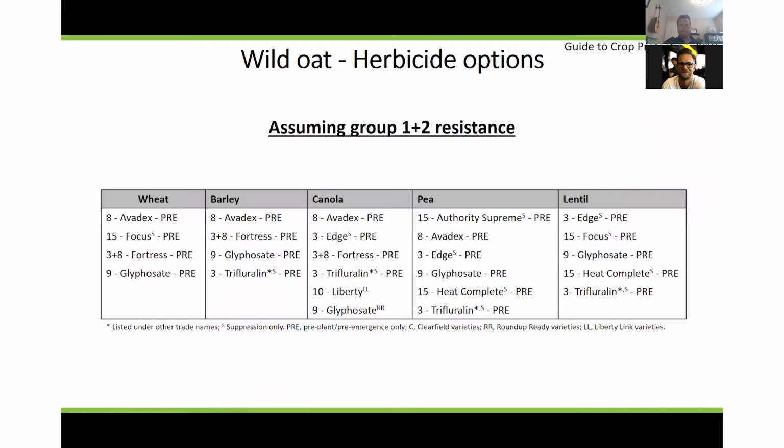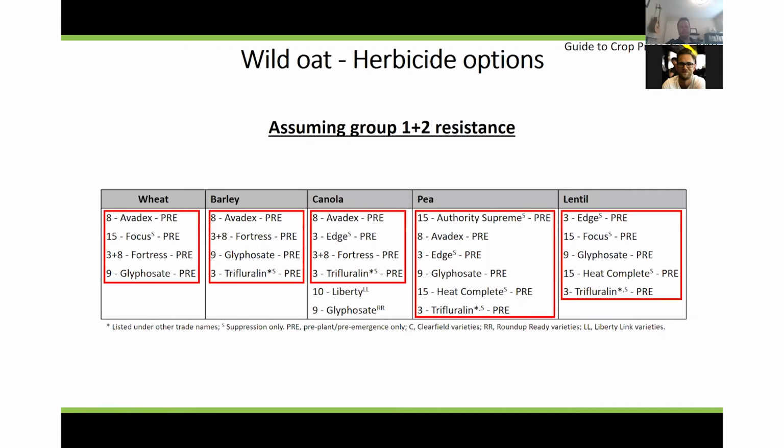To boil that down, these were the remaining options in that chart. Assuming Group 1 and 2 resistance, we have options in wheat, barley, canola, pea, and lentil. But if you look more closely, each of these has PRE after it, meaning they are registered for a pre-emergence or pre-plant window of application rather than an in-crop application. In fact, the only crop here where we would have an in-crop application registered for control of wild oat is in our herbicide-resistant canola varieties, either Liberty Link or Roundup Ready.